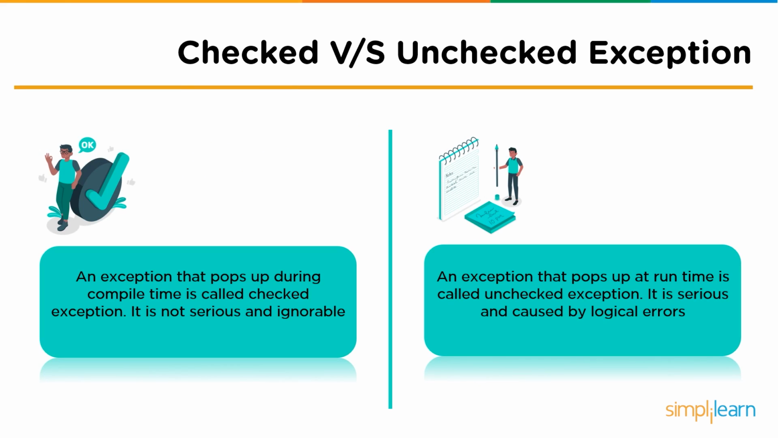So the first one is the checked exceptions. These are really simple exceptions and can be defined as follows. An exception that pops up during the compile time is called the checked exception. It is not serious and is completely ignorable. Followed by the checked exceptions, we have the unchecked exceptions. On the other hand, the unchecked exceptions are defined as an exception that pops up during the runtime. It is considered serious and is caused by logical errors.